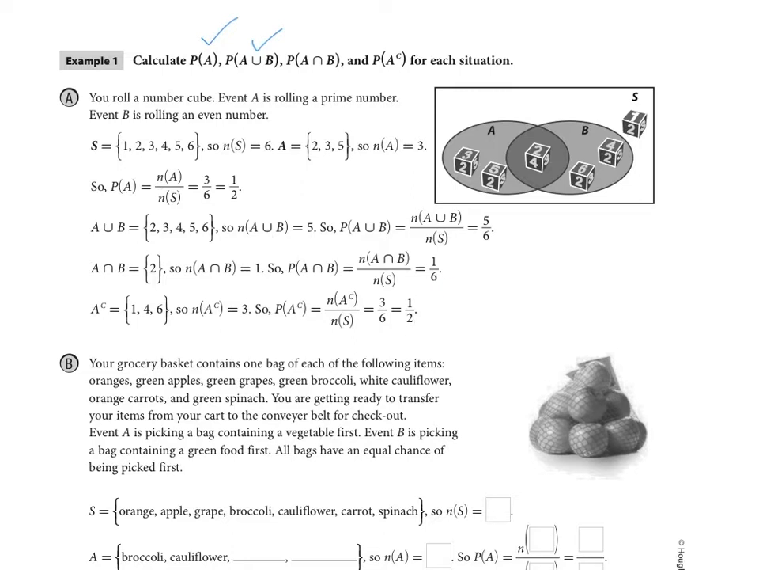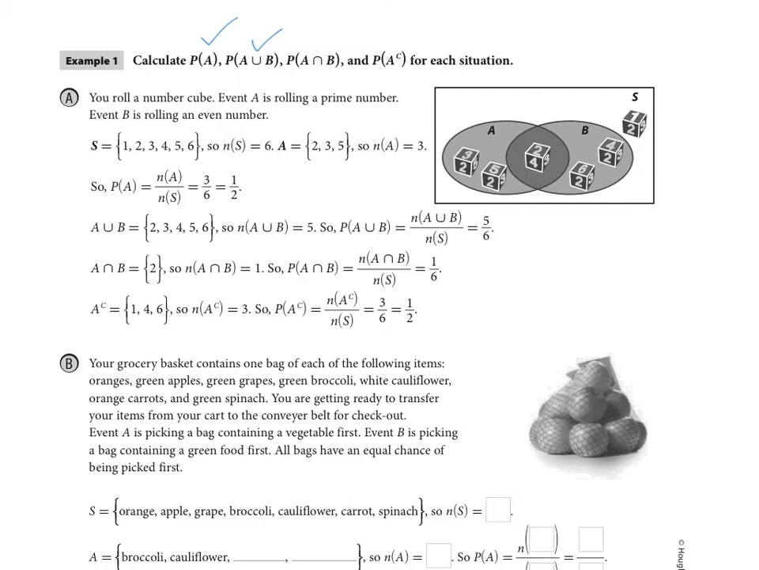And then finally, what's the probability of the complement, which is not rolling a prime number? Take the non-prime numbers, 1, 4, and 6. So the number of items in the complement of A is 3, and therefore the probability of the complement of A, or of not rolling a prime number, is also 1/2.